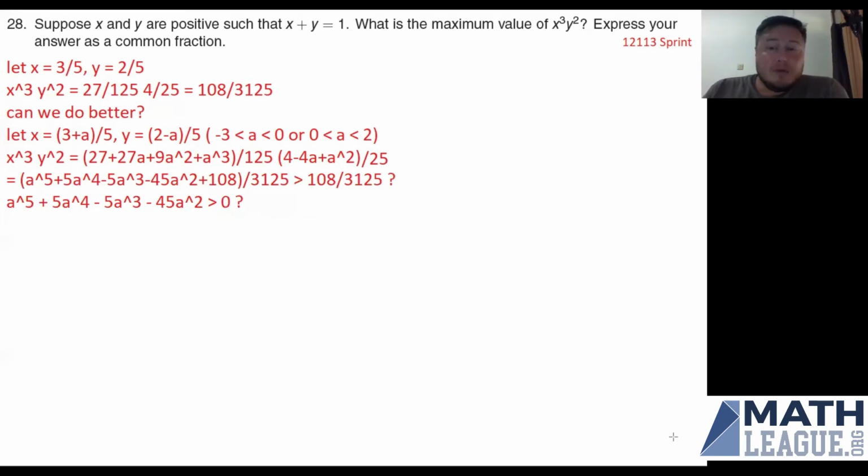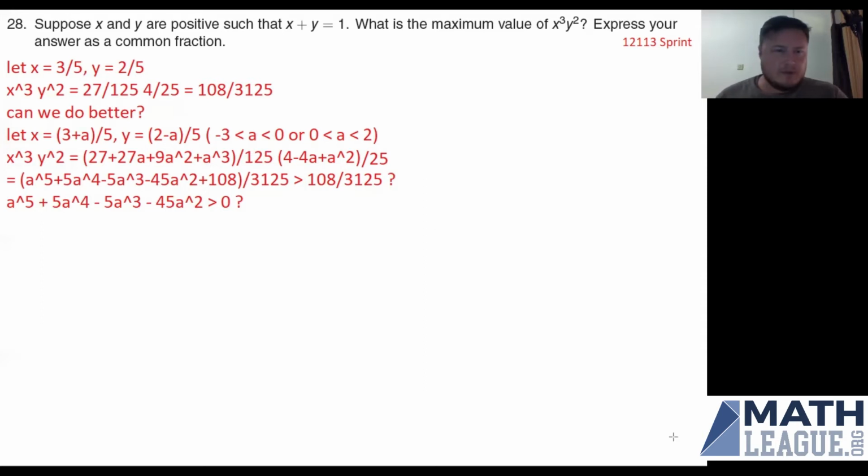Now, you'll notice I've put a question mark here. The question mark is asking a yes or no question, which relates back to the question, can we do better? We're going to find out either yes or no, we can do better. And if the answer is no, then we keep our answer of 108 over 3125. Okay, is a to the 5th plus 5a to the 4th minus 5a cubed minus 45a squared greater than 0? Can that happen given the bounds that we have on a?